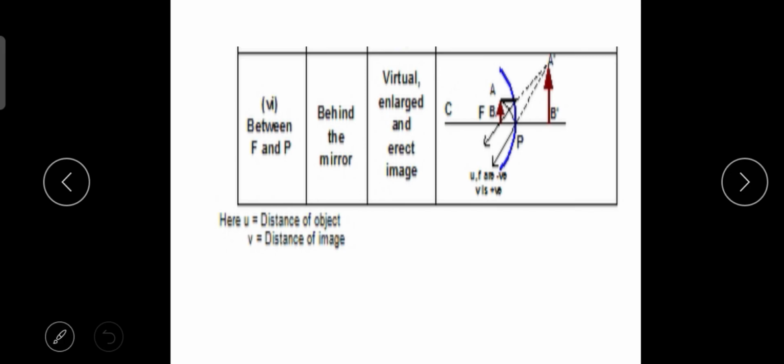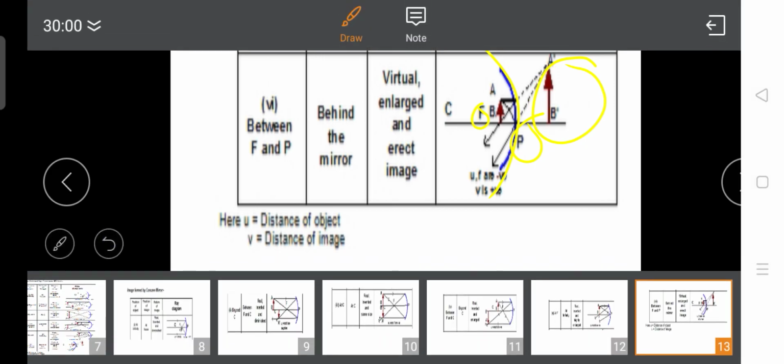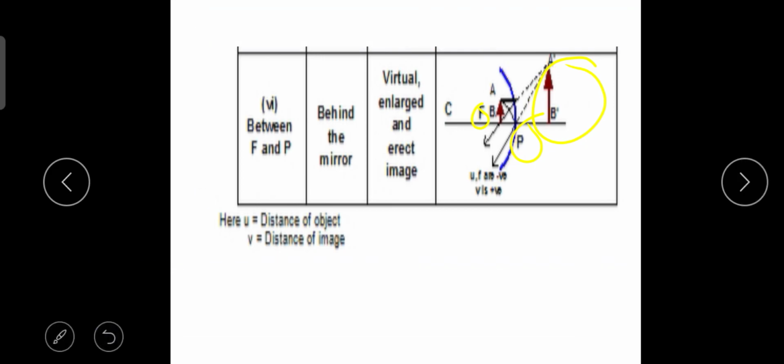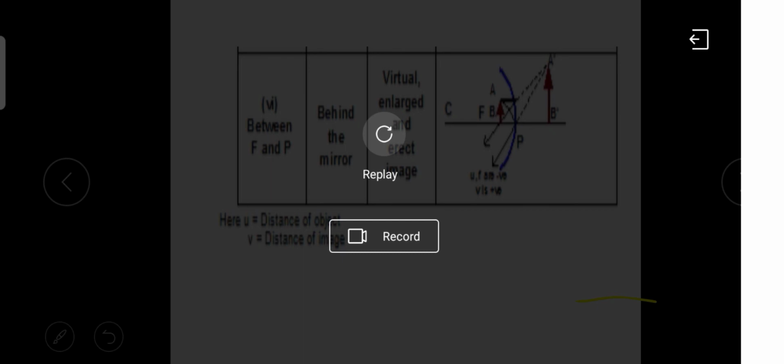So when we place the object in between F and P, we will get an image behind the mirror. This is the mirror, this is behind the mirror, and this image will be a virtual, enlarged, erect image. So these are the various methods for identifying the image formation in a concave mirror. Okay, these are the image formations in a concave mirror.